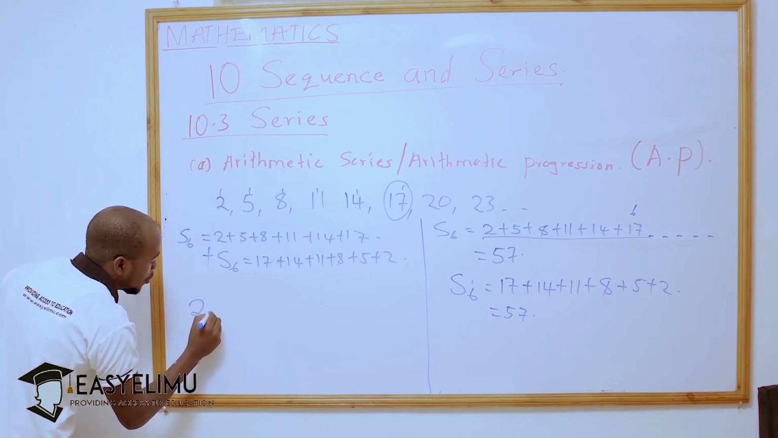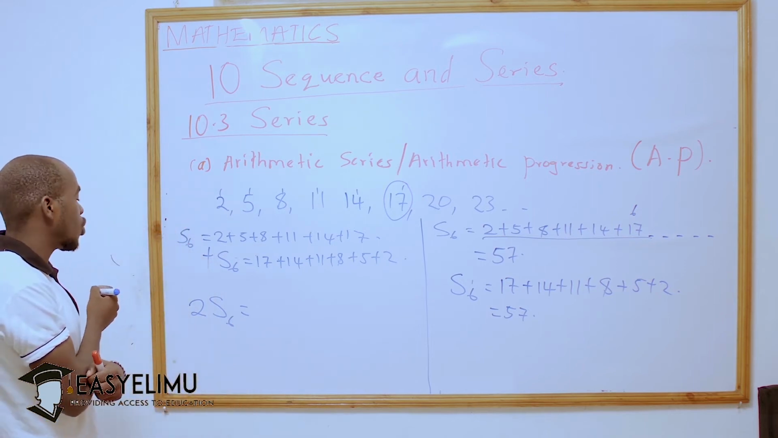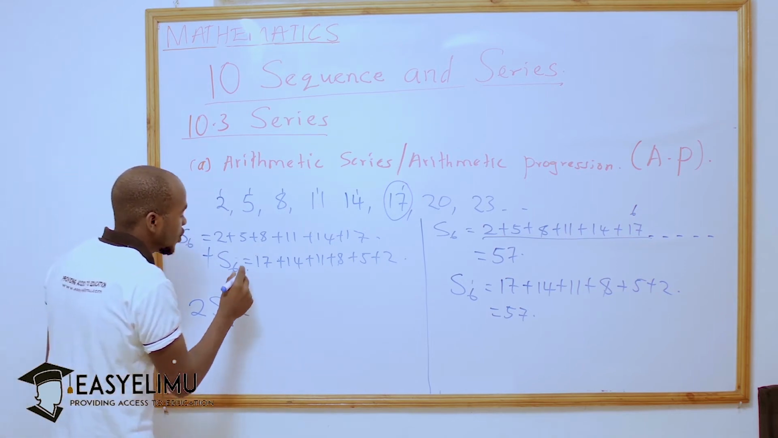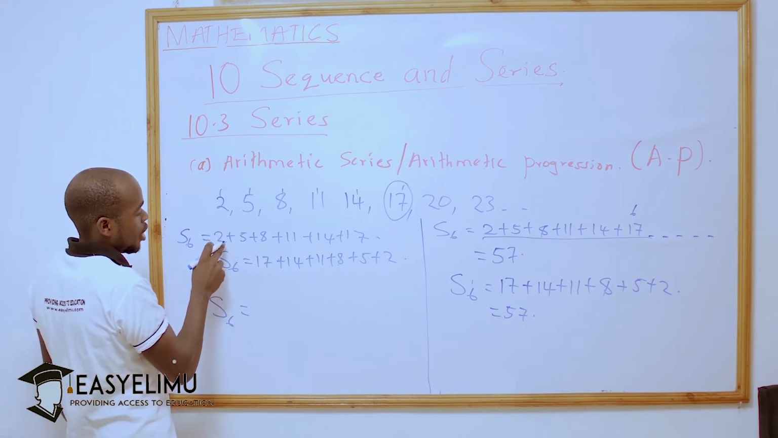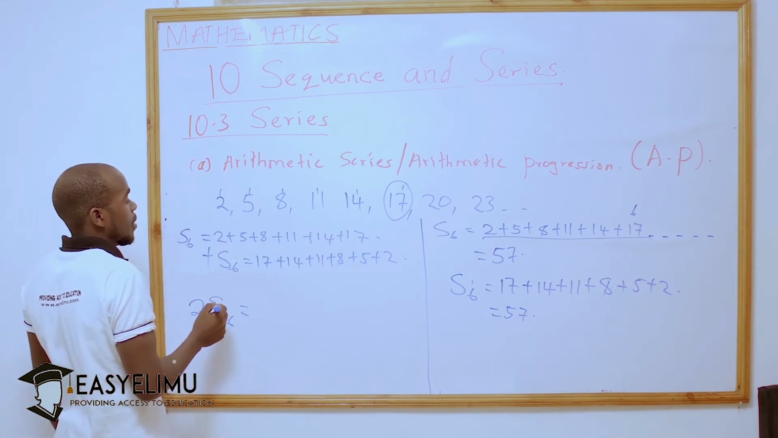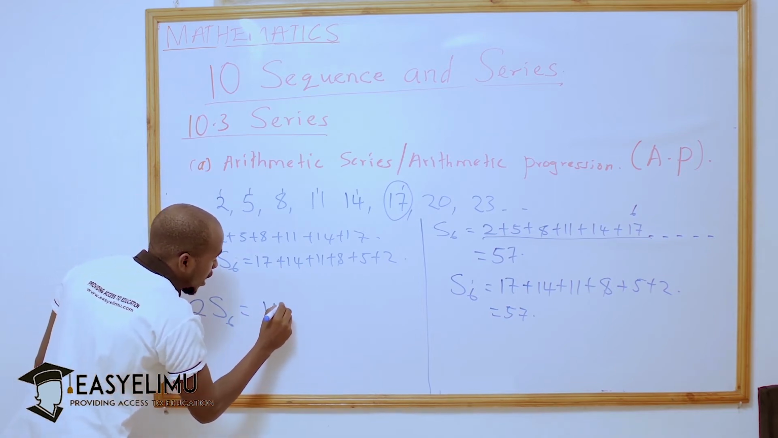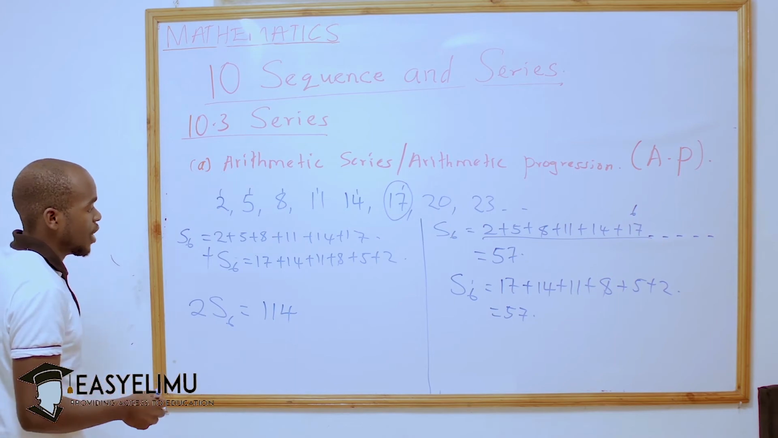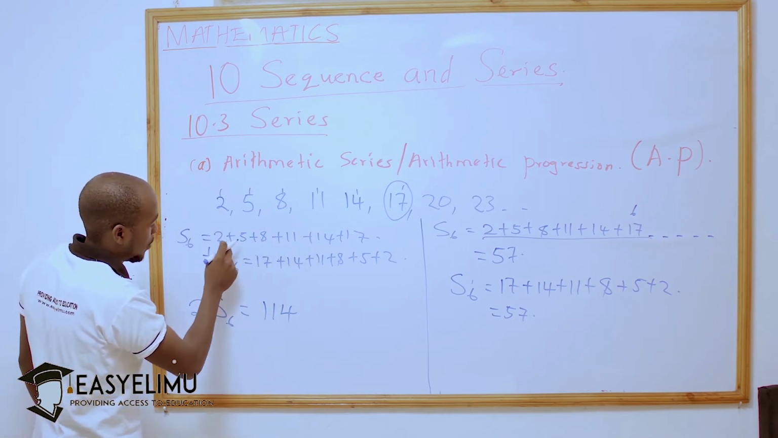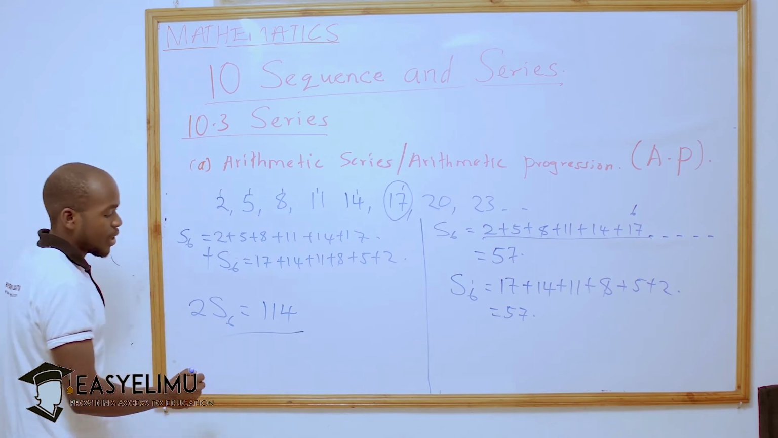You will end up with 2S6, where S6 is the sum of the series, and if you add this one to this one, you are going to get 114. Actually, it's giving you 114. Here, if you sum, it's 114. So we are getting the answer is 114.